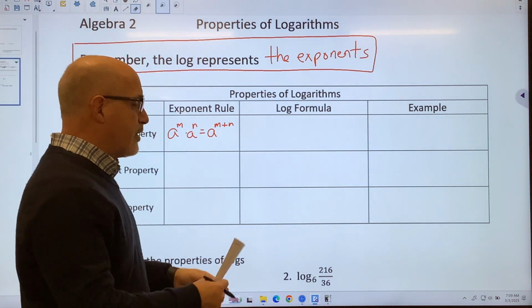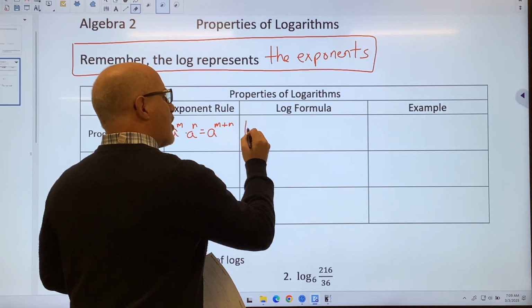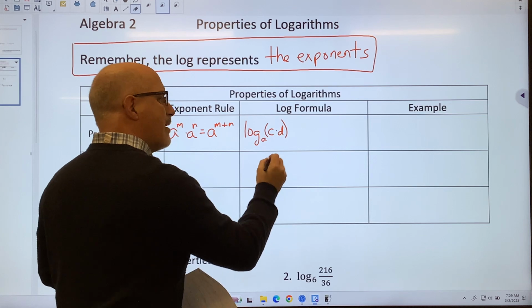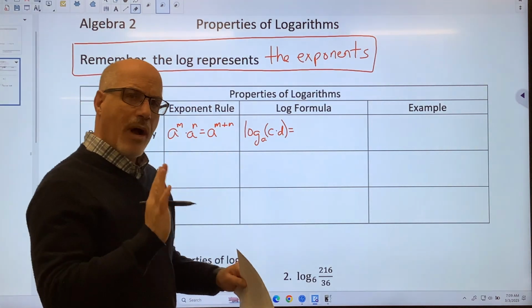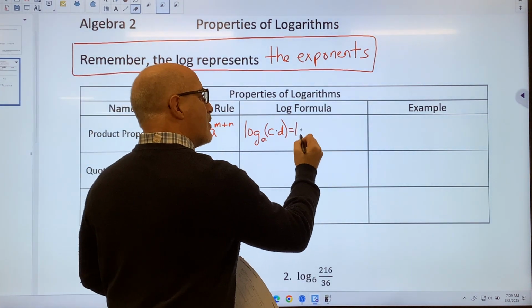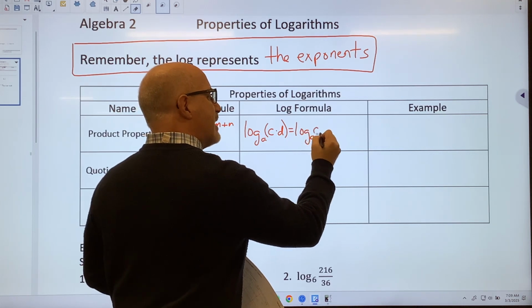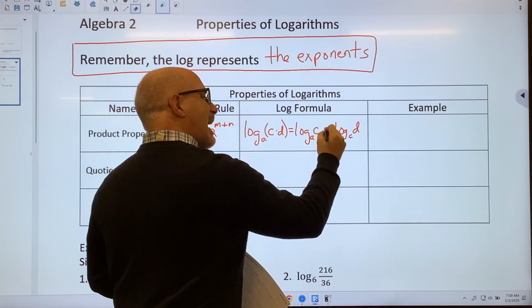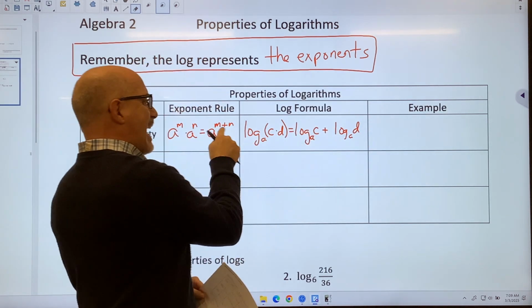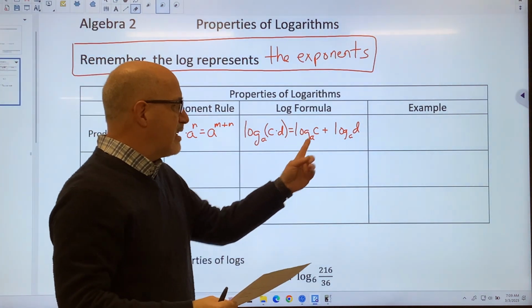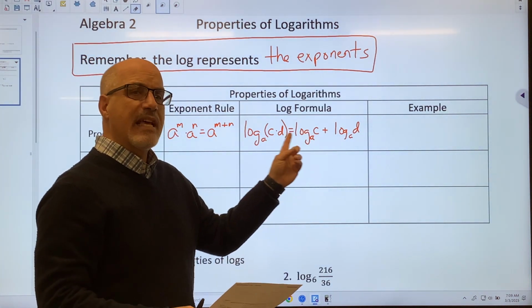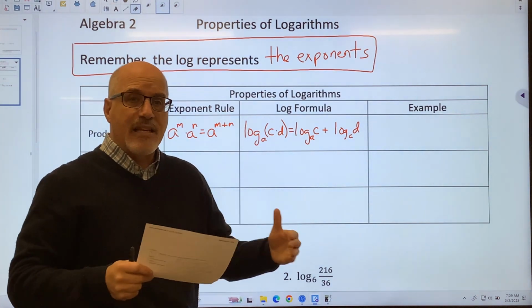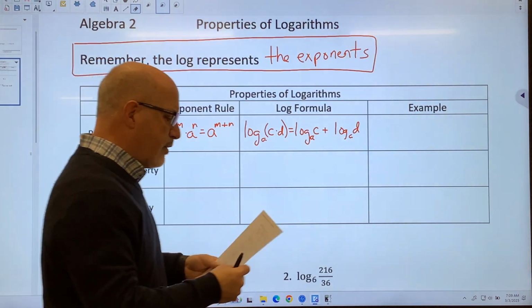Now this rule, if we turn it into a log formula, I'm going to start with log base a of two things multiplied. I'll call them c and d, and my property here is I'm going to separate those two, make it log base a of c, and then log base a of d, and I'm going to add the logarithms because it's like adding the exponents. Since these logs represent the exponents, they get added when we take this multiplication on the inside of the log and separate the logs. Let me give you an example.